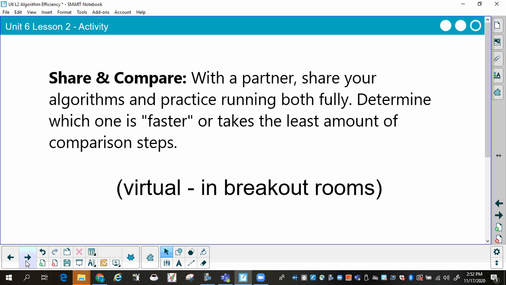Now share and compare. With a partner in class, you'd be asked to share your algorithm. Try your algorithm, try their algorithm. Run through both fully. Determine which one's faster and which one takes the least amount of comparison steps. Virtually, we would do it in breakout rooms. In class, we do it all together.